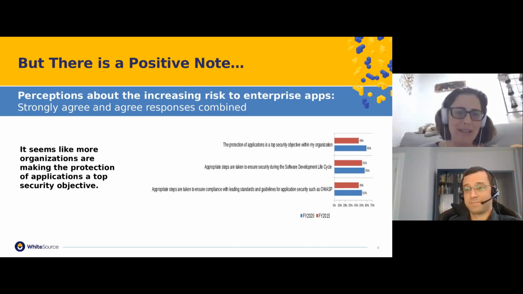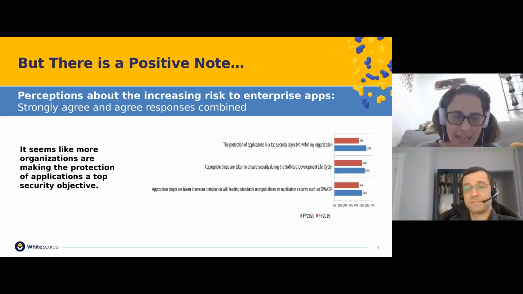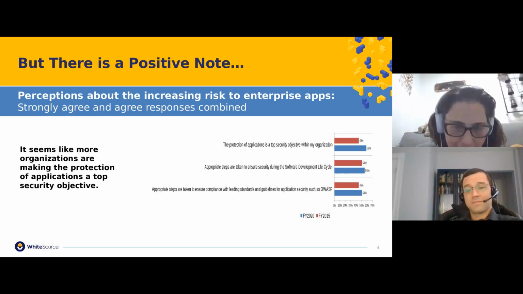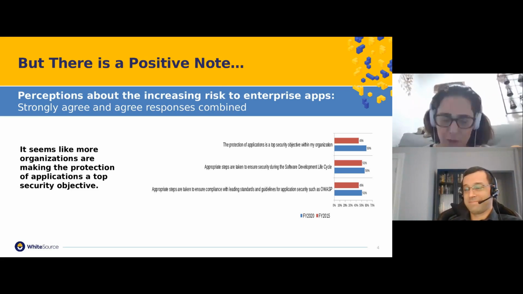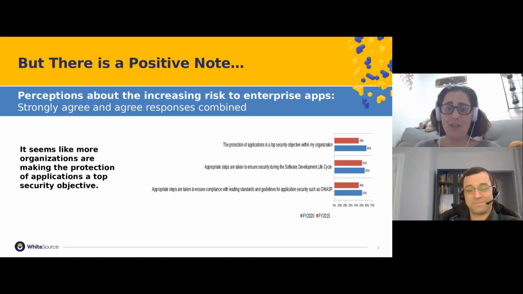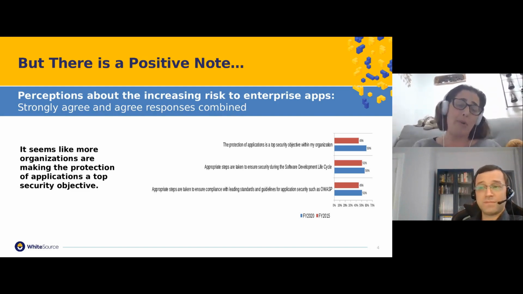So let's directly dive into all the findings. First and foremost, what you can see here is that when we compare our findings from 2015 to this finding at 2020, overall we can see that our people surveyed found that the risk of application security is a top security objective within the organization. There is a growing awareness to the risk among application security. Jeff, why do you think? This sounds like a positive thing, but where do you see this trend going?